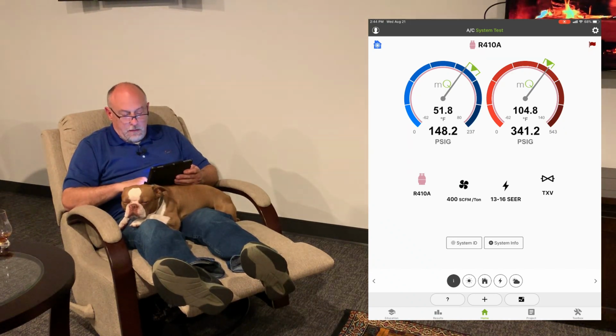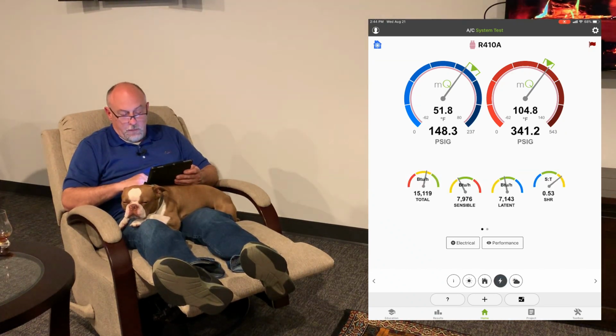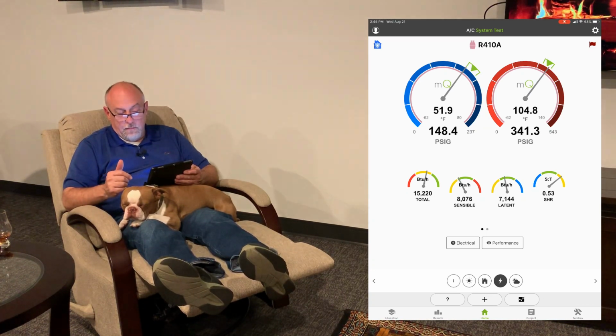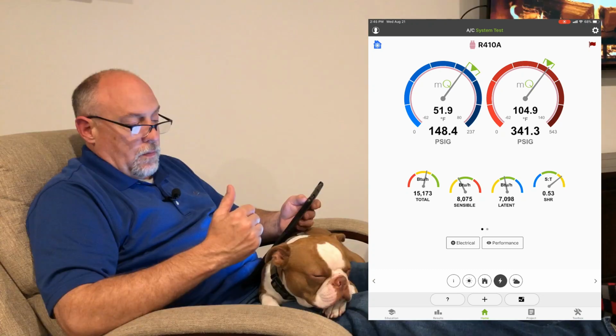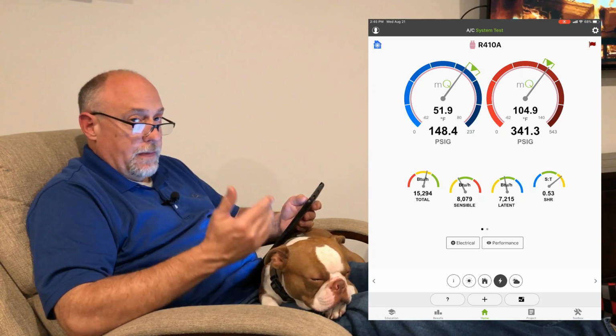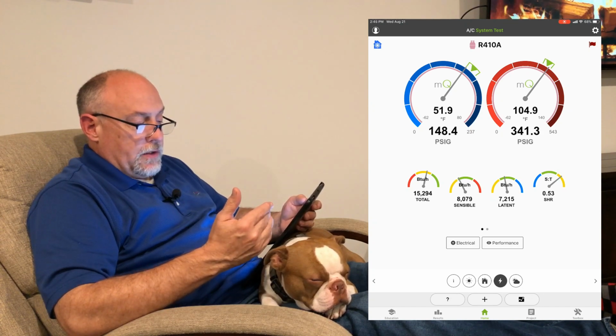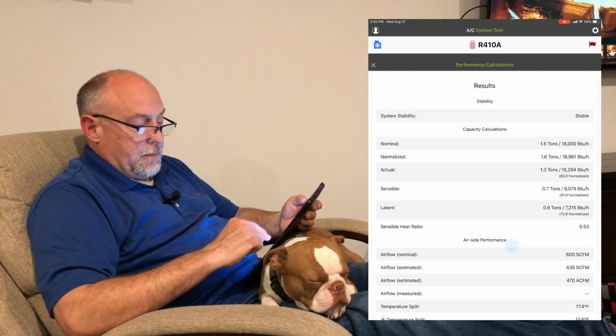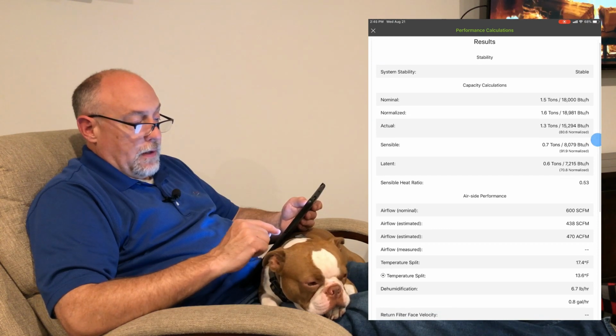Now, if I tap on the electric bolt there, which is our performance section, you'll see right away we're doing 15,200 BTUs. We're in the yellow zone. Our sensible is on the low side, our latent is in the middle of the line, and our sensible heat ratio is at 0.53, meaning that we're not removing a lot of humidity based upon what we could be. When we look at what's going on here, there are some interesting things in the performance section. We'll tap on that. We're actually doing 80% of our normalized cooling.